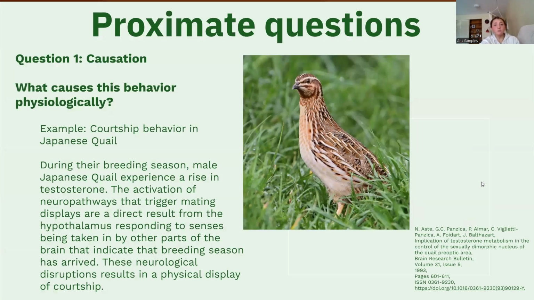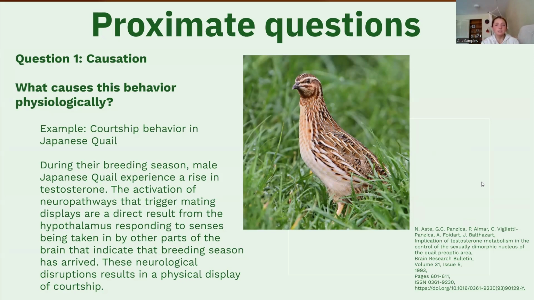First question is causation. What causes this behavior physiologically? Well, I'll answer that from a Japanese quail's perspective. During their breeding season, the Japanese quail, the males specifically, experience this huge release of testosterone from their hypothalamus up here. Well, right there. Anyways, this triggers a bunch of neural pathways in their mind that essentially results in a physiological display of behavior, right?